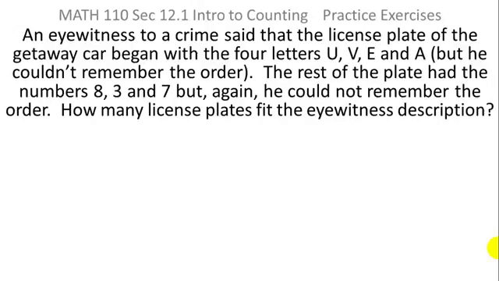Let's try another one. An eyewitness to a crime said that the license plate of the getaway car began with the four letters U, V, E, and A, but he couldn't remember what order. Somehow or other he knew that there were those four letters involved, he just couldn't remember the order.